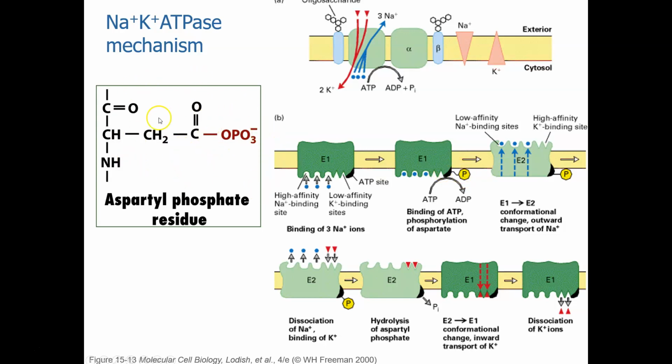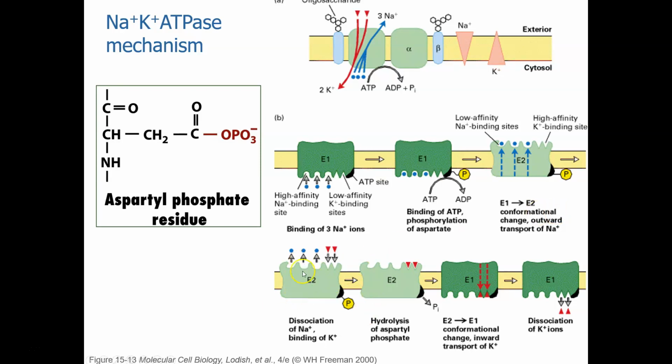So the aspartate on this E1 is phosphorylated, and placing this phosphate group on the aspartate drives a conformational change. So we call this E2. And that exposes the sodium ions to the extracellular portion of the cell. These are low affinity sodium binding sites, so the sodium will leave the transporter. This also exposes high affinity potassium binding sites.